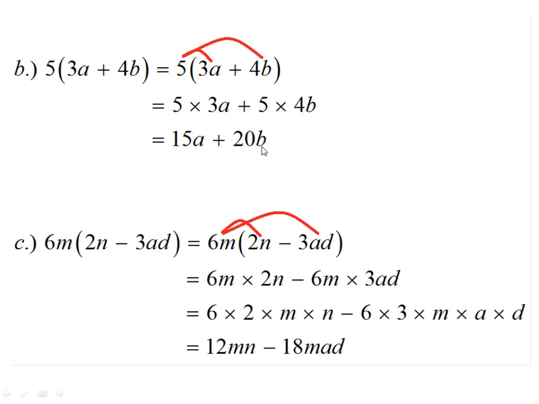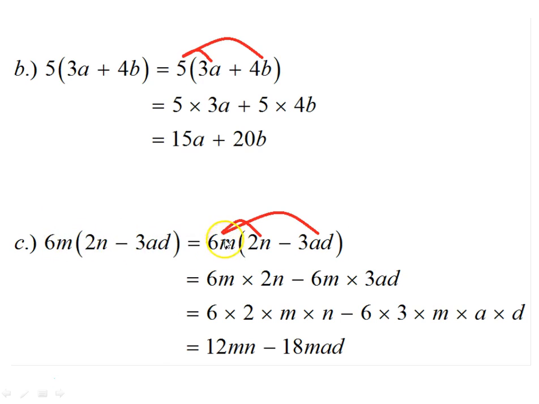And that's a lot easier to write on our page than to write 5 lots of what's in this bracket and then add together the like terms. It was easier simply to expand the brackets. Next expression, 6m times the brackets 2n minus 3ad. So we want 6m times all of this in the brackets here.